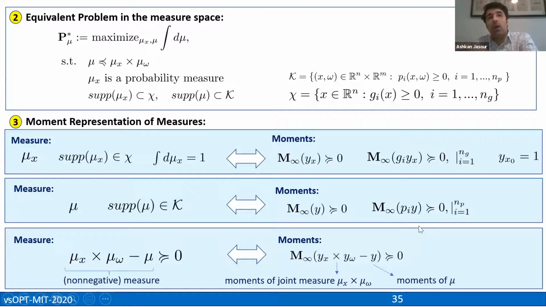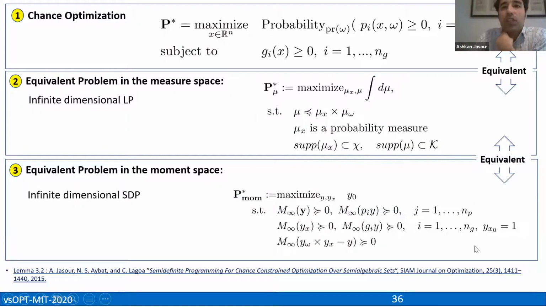By replacing these constraints, we get such a semi-definite program. In this semi-definite program, I'm looking for a sequence y, the moment sequence of the measure mu, and also a sequence yx, the moment sequence of the measure mu x, subject to these linear matrix inequalities. Here we are seeing an infinite dimensional semi-definite program, because to construct these matrices I need the information of all moments of the distributions, moments up to order infinity. Note that this semi-definite program is equivalent to the measure LP. As a result, this is equivalent to our original chance optimization.